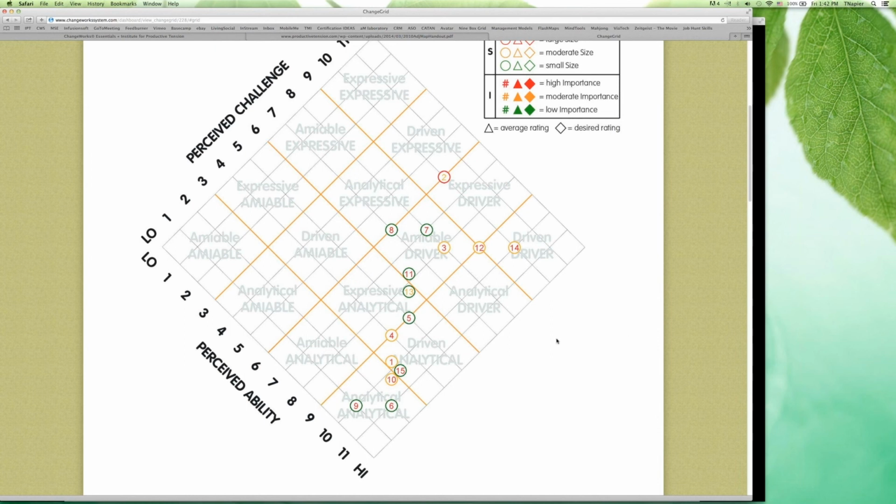Now, where is he right now? This is activity number one. Right now, Stephen is plotting right there. See where I'm squiggling? Activity number one right here. He's on the border between a driven analytical and an analytical.